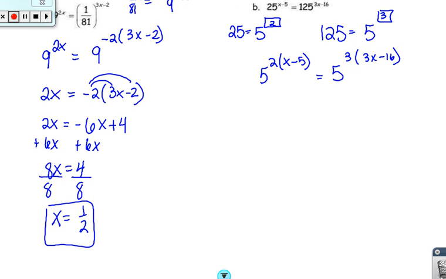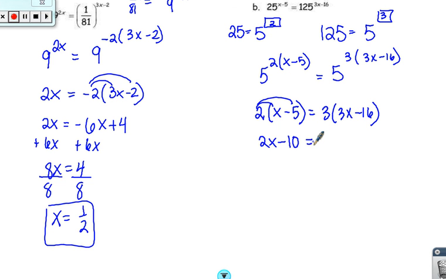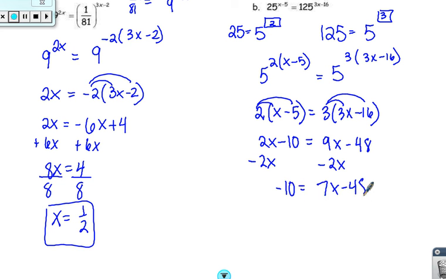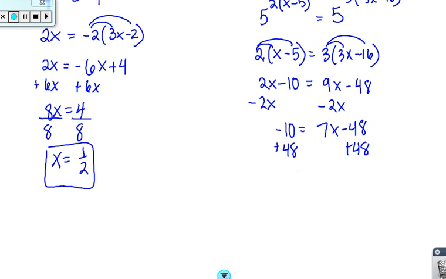Since I made my bases identical, I can solve this. 2 times x minus 5 equals 3 times 3x minus 16. Distributing here gives me 2x minus 10. Over here gives me 9x minus 48. Solving this, if I subtract 2x, I have negative 10 equals 7x minus 48. Adding 48 to the other side gives me 38 equals 7x. And when I divide by 7, x equals 38 over 7.